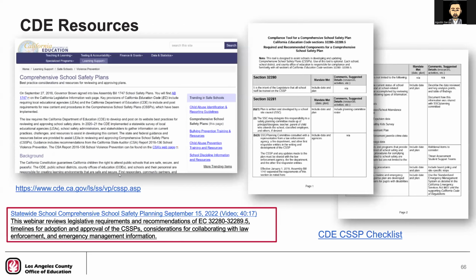The CDE has a number of resources available to support schools in developing and updating school safety plans, including their Comprehensive School Safety Plan webpage and a Comprehensive School Safety Plan checklist. The CDE webpage provides lots of information and resources, including the requirements for comprehensive school safety plans, recommended components for the plans, and best practice considerations for schools, districts, and county offices. The checklist, which you can see a screenshot of the first 2 pages on the slide, includes the school safety plan, as well as suggestions and resources for various components of the plan.